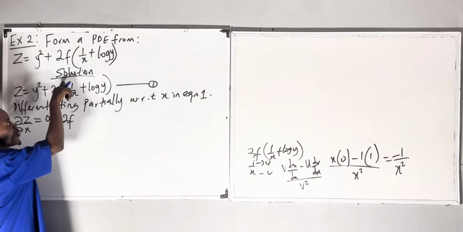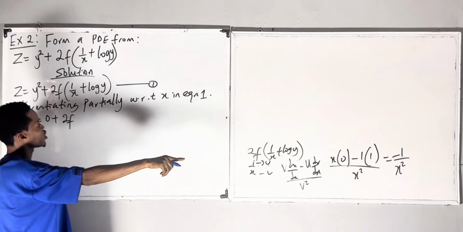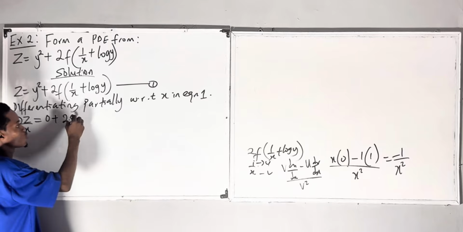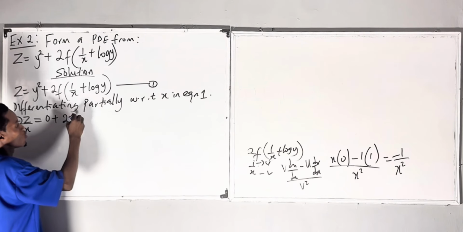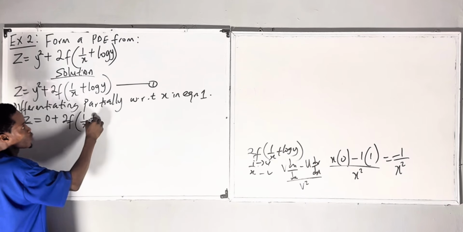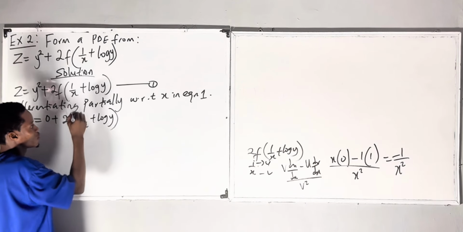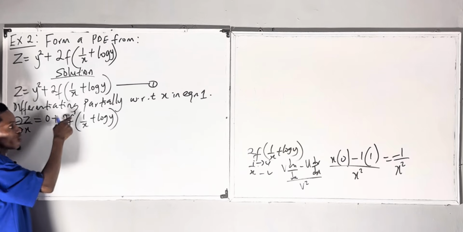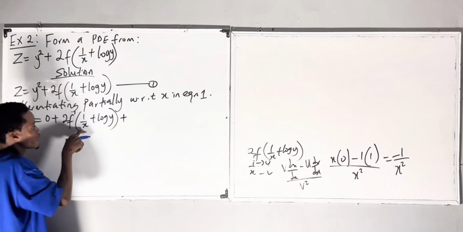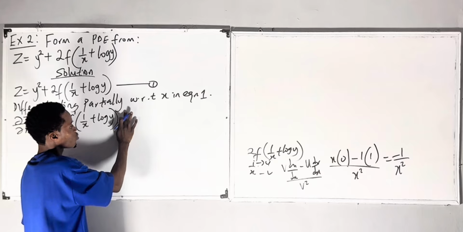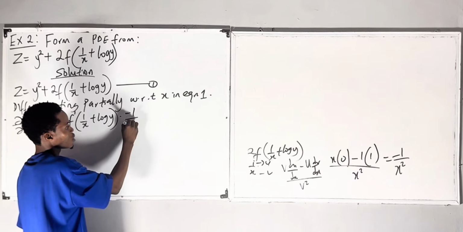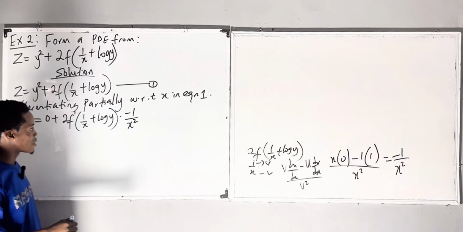But if I differentiate this one back, so this minus 1 over x is going to multiply this. So I'm going to have 1 all over x plus log y. If I differentiate f, I'm going to have 2f prime, then I differentiate this one, 1 over x. What do I get? I get multiply by minus 1 over x squared. So that is it.